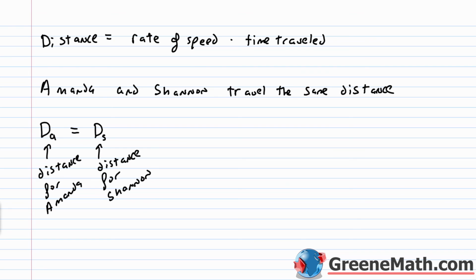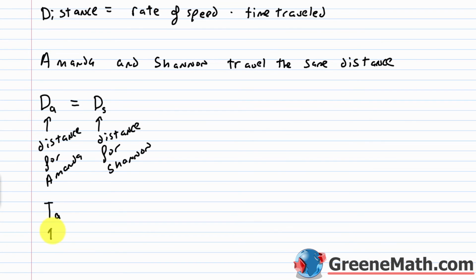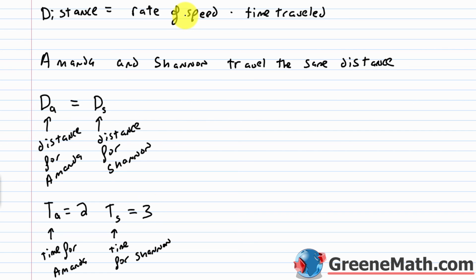hours. So when we talk about time, let's put a big T and a little a, and this is the time for Amanda. Let's put a big T and a little s, and this is the time for Shannon. And we know the time for Amanda is 2 hours. We know the time for Shannon is 1 more hour than that, so 3 hours. So I just put 2 and then 3. Just need to get some information about the rate of speed.